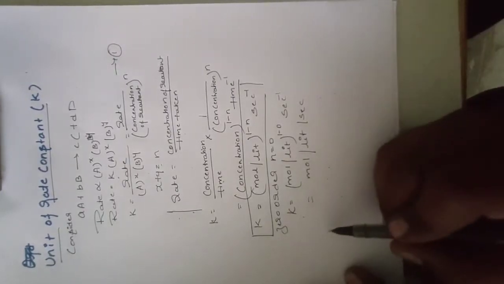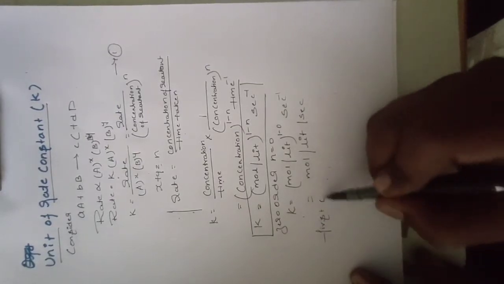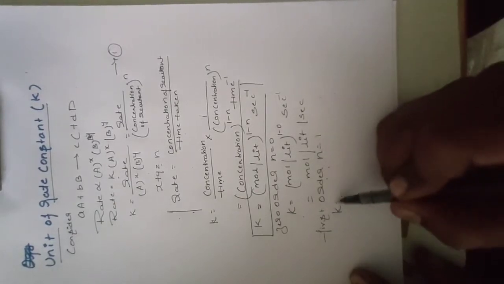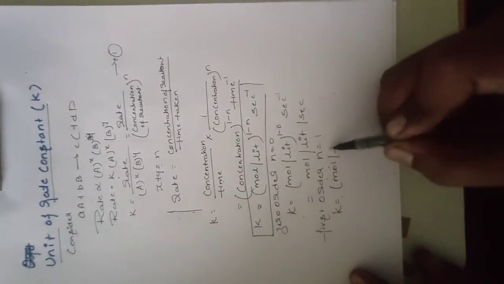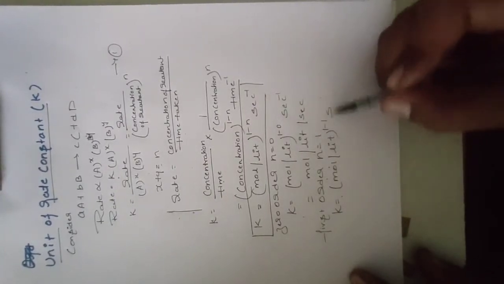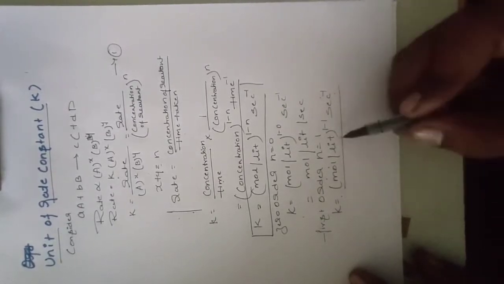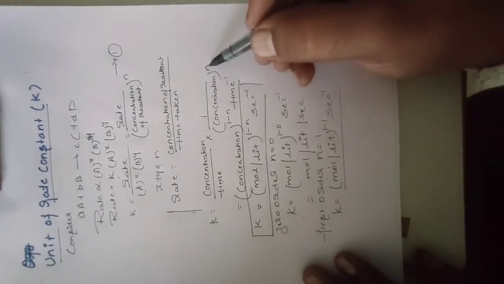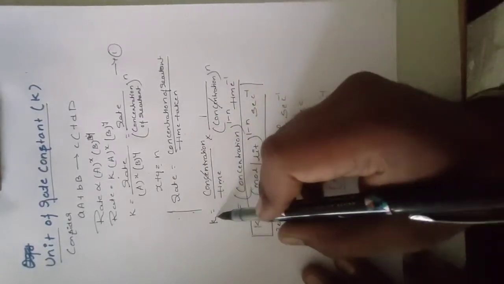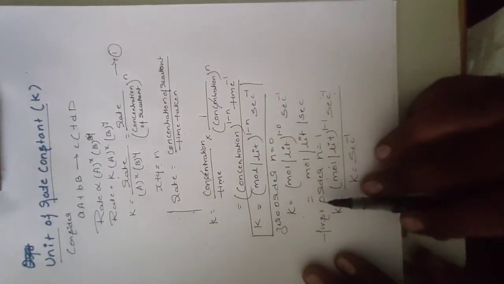Now come to first order. When n is equal to 1, k is equal to (mole per liter) to the power 1 minus 1, per second. 1 minus 1 becomes 0, which means the concentration is cancelled. Then k becomes simply per second in first order.